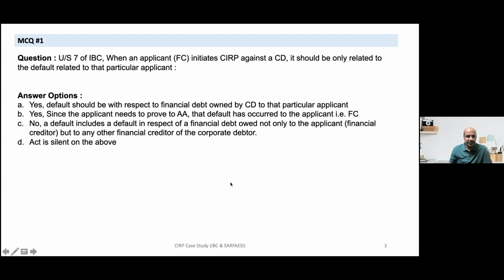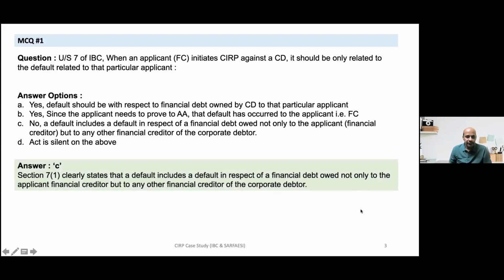So I think most of them have already answered. The answer is C. In case anybody has a question, we can take it, or I can move to the next slide. Yeah, so the answer is C over here. Section 7.1 clearly states that the default includes the default in respect of financial debt owed not only to the applicant financial creditor, but to any other financial creditor of the corporate debtor.